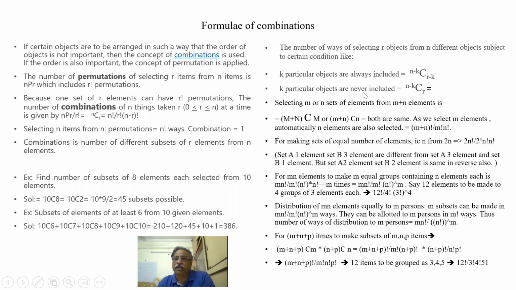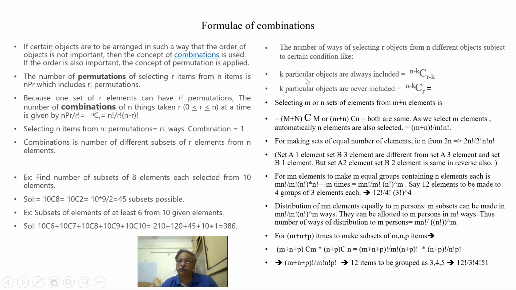Now k particular objects are never selected. That means I have to select r objects out of which k objects should not be there. So what is the leftover for it? From which lot does it have to be selected? It has to be from n minus k. From n minus k I have to select r objects. So this is n minus k C r.